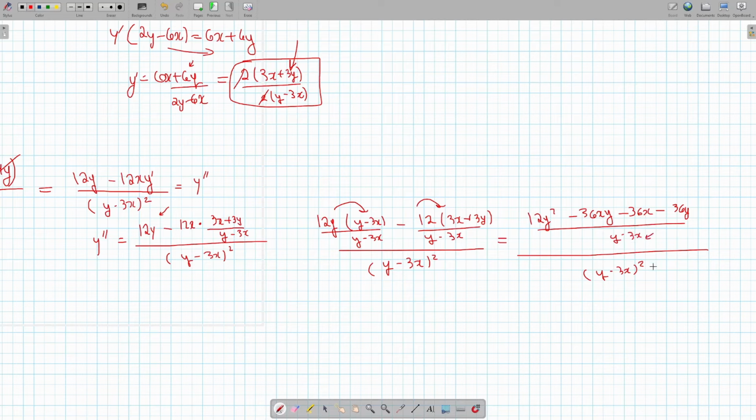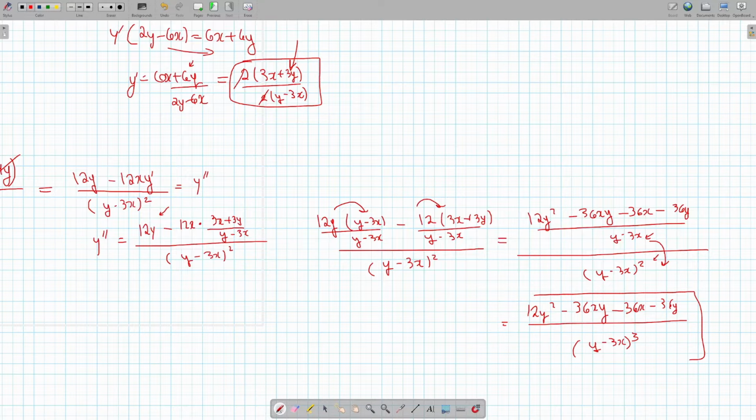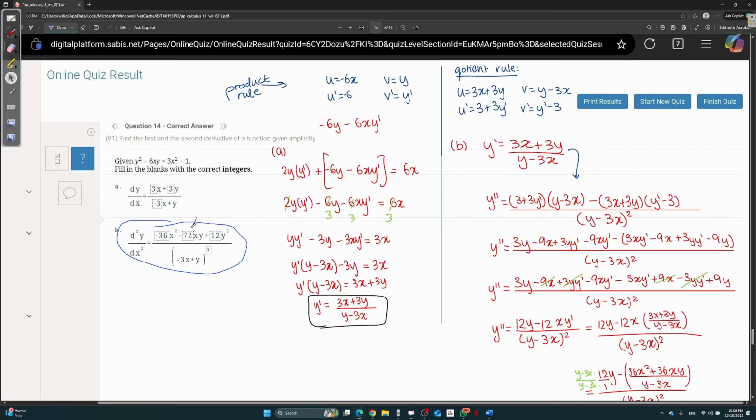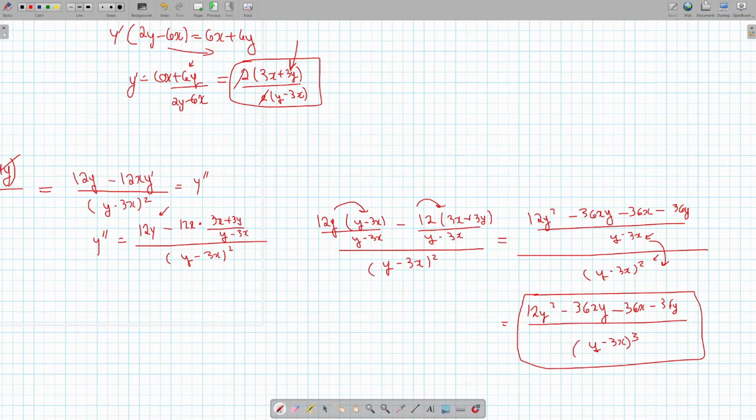Now this y minus 3x and this y minus 3x, it goes down to form 12y squared minus 36xy minus 36x minus 36y all over y minus 3x cubed. This should be your answer. Let's check. 12y squared, I got it.